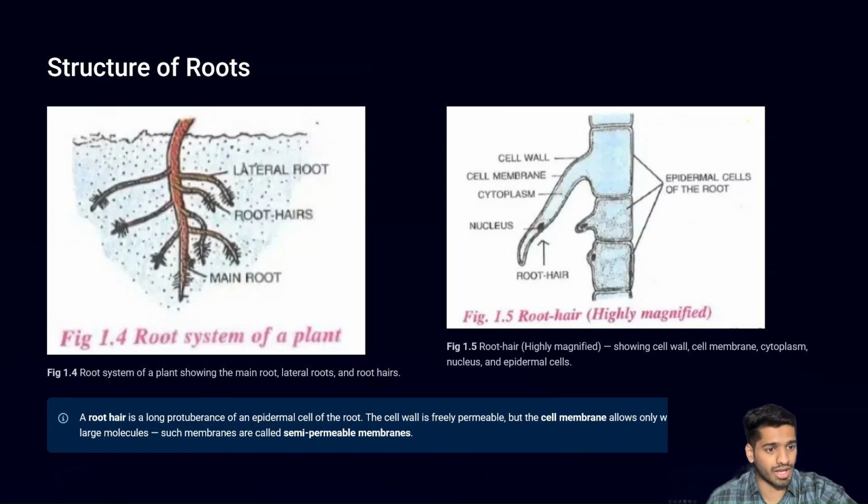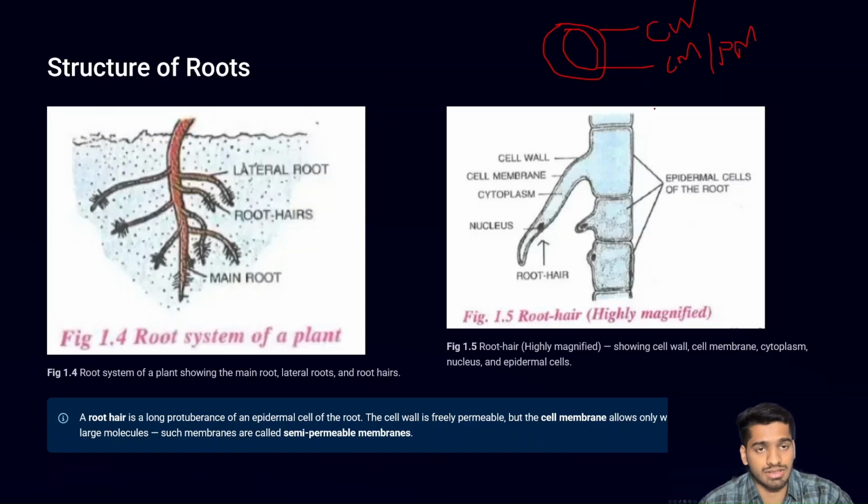Now, what is a root hair? This root hair is nothing but a plant cell only, and we know this very well. Every plant cell is going to have two structures, that is the outermost cell wall, and then beneath we have the cell membrane, which is also known as the plasma membrane. We know this very well, right?